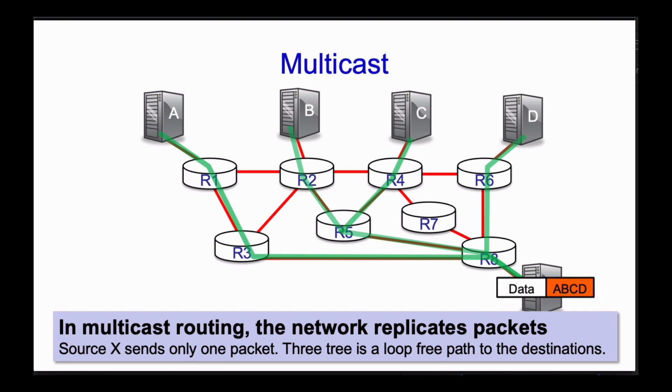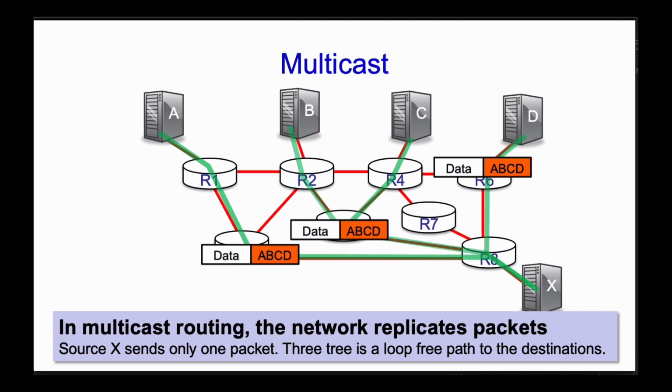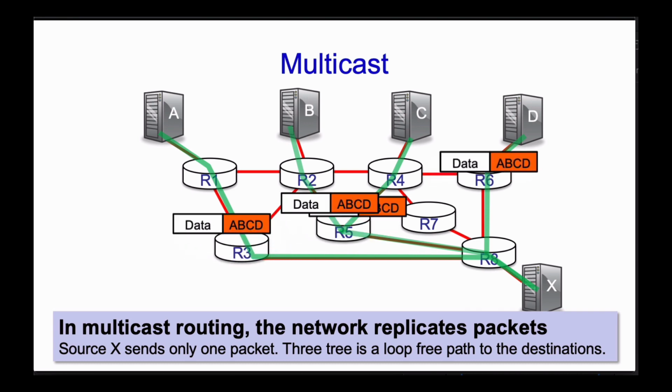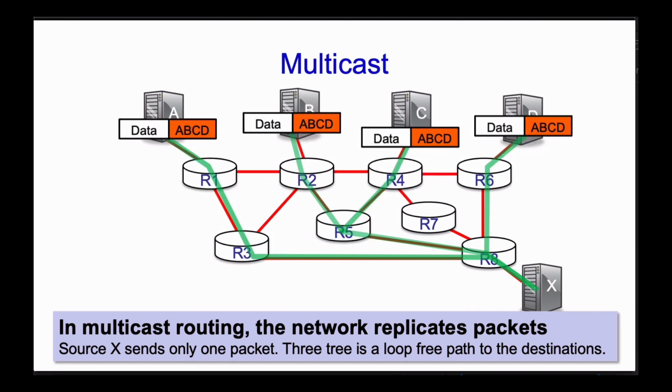In this example, the packets are sent by source X. X sends only one packet, and it's replicated through the network according to the spanning tree, along that spanning tree, so that every copy travels over the spanning tree to all four of the destinations. Because the packet follows the spanning tree, there's guaranteed to be no loops, and only one copy of the packet is sent to each destination. So it's a nice use of the spanning tree again.